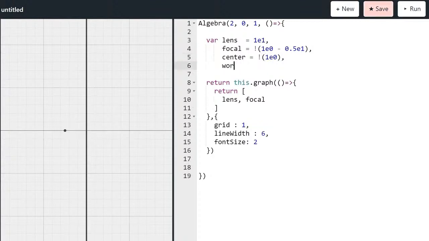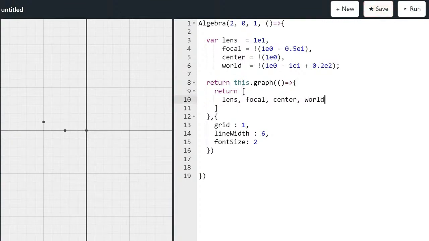And then we need a point, let's call it a world point, to transform. And that's also always going to be a point. So let's say even more to the left and maybe a little bit up, something like this. And then we just add them to the list to render them.